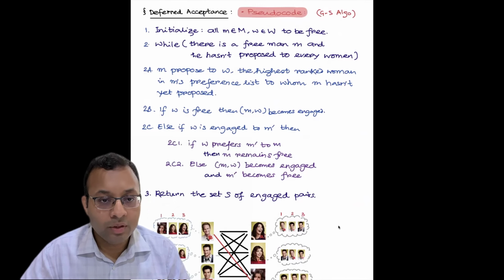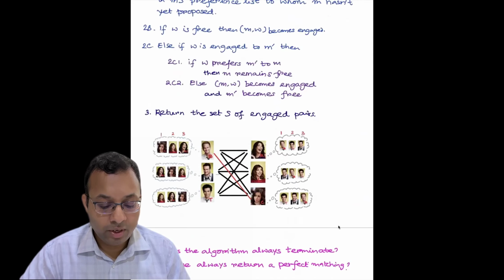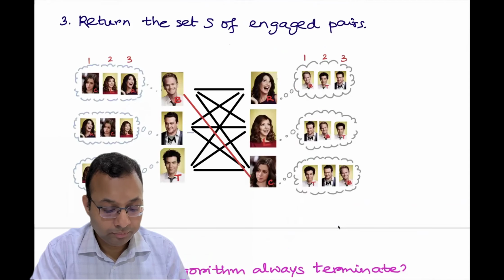And this loop continues. So in each round, at least one man is proposing to one woman, and it's a unique proposal. This proposal is not repeated. And at the end, we return the set of all engaged pairs. So let's look at this example.